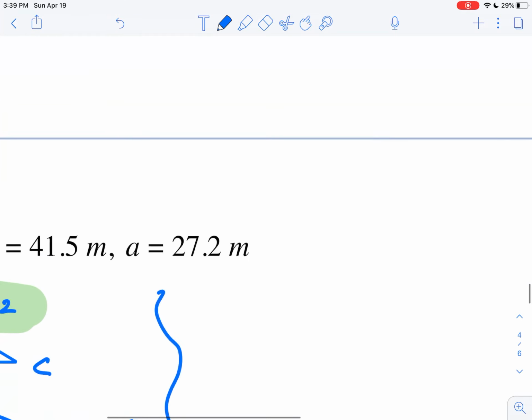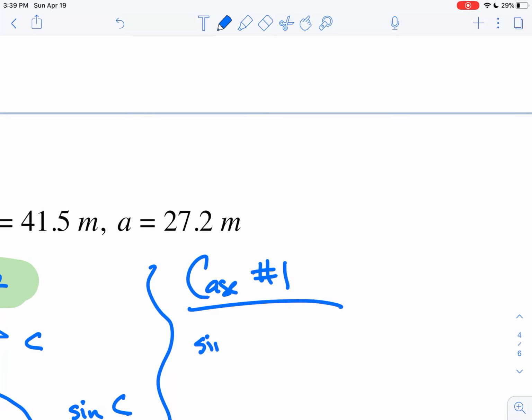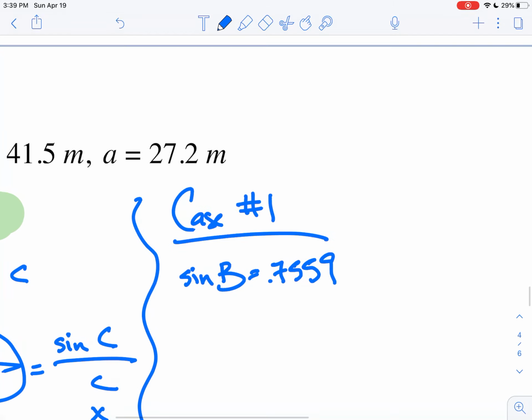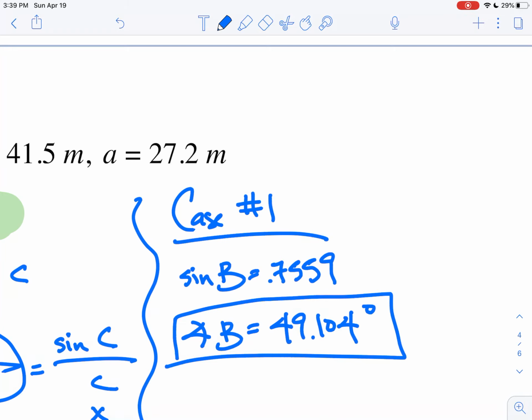All right, so let's set the stage for that. We're going to do case number 1, which is what we just plug into the calculator and see what it gives you. So if sine B equals 0.7559, here's what your calculator will tell you is angle B. It will tell you that angle B is 49.104 degrees, okay?